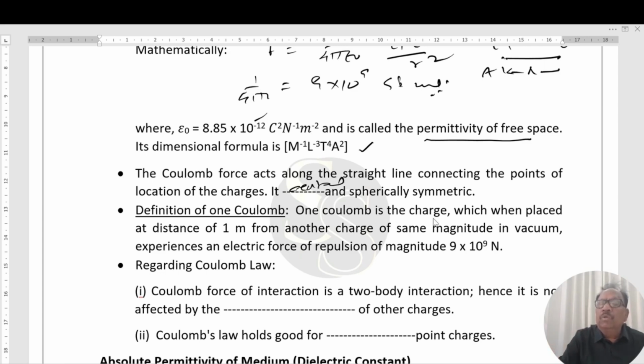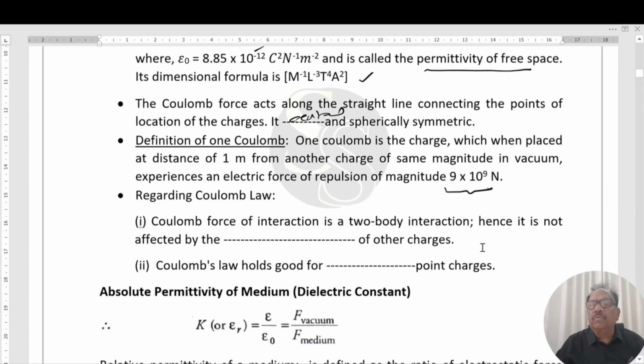1 Coulomb is a charge which, when placed at a distance of 1 meter from another charge of the same magnitude in vacuum, experiences an electric force of repulsion of magnitude 9 × 10^9 newtons. Right? 1 Coulomb of charge is defined like this.